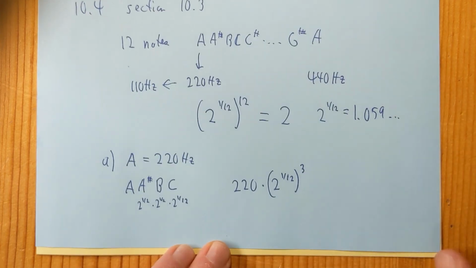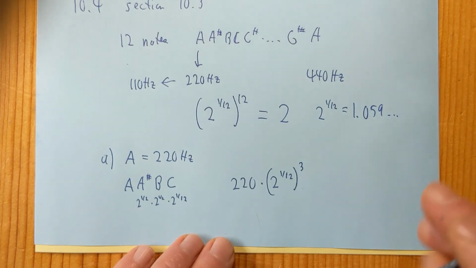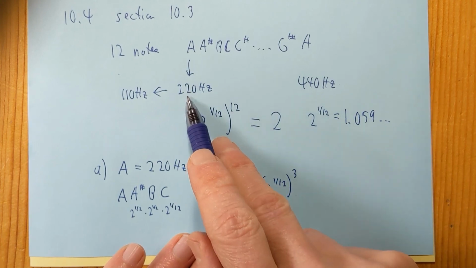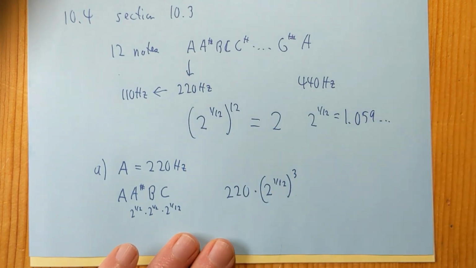Okay, so again, it's kind of a calculator problem, but you have to understand what's going on to be able to get that. And then it says, find the frequency of the A above middle C. I kind of already told you how to do that, because if the first A is 220, the next one's 440, the next one's 880, you just keep doubling every single time.